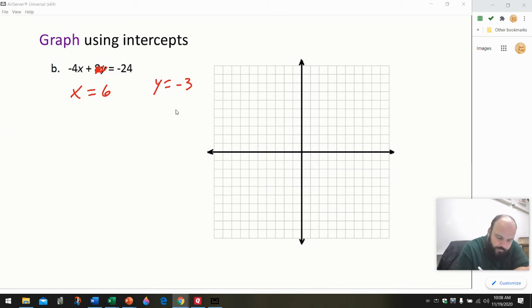I'm going to go down 3 on the y-axis. I'm going to put a dot at negative 3. And on the x-axis, I'm going to put a dot at 6. And then I'm going to draw my line right through there. And then I got my line.